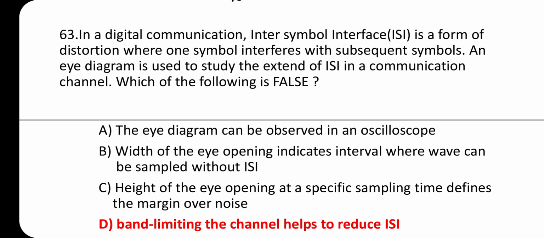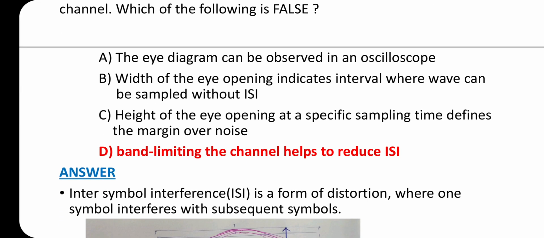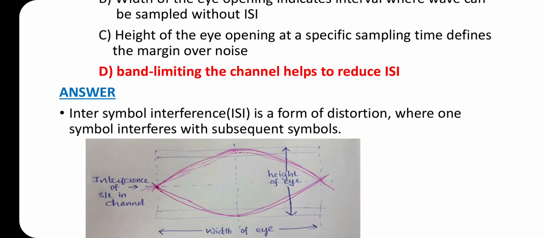Question number 63. In digital communication, intersymbol interference ISI is a form of distortion where one symbol interferes with subsequent symbols. An eye diagram is used to study the extent of ISI in a communication channel. Which of the following is false? Out of the 4 options, option D is the false answer. That is, band limiting the channel helps to reduce ISI.